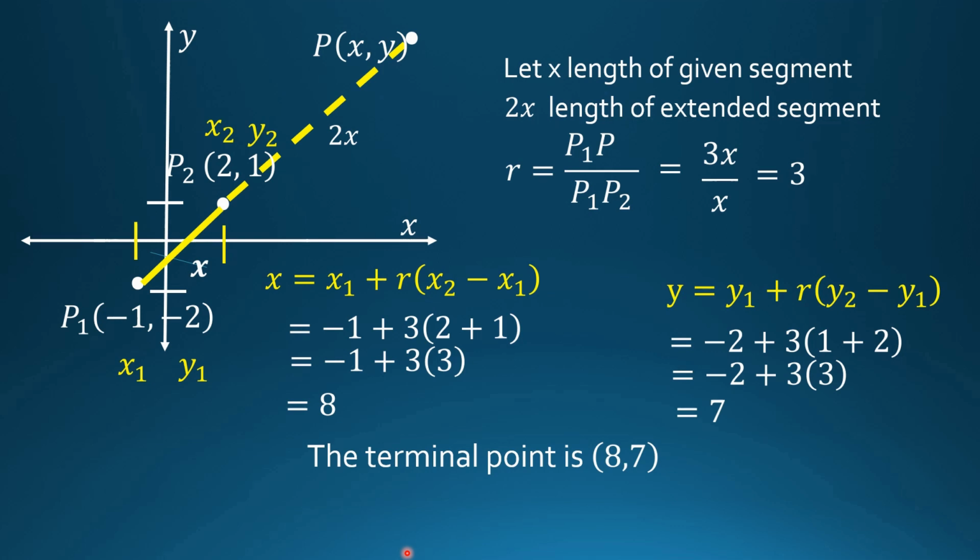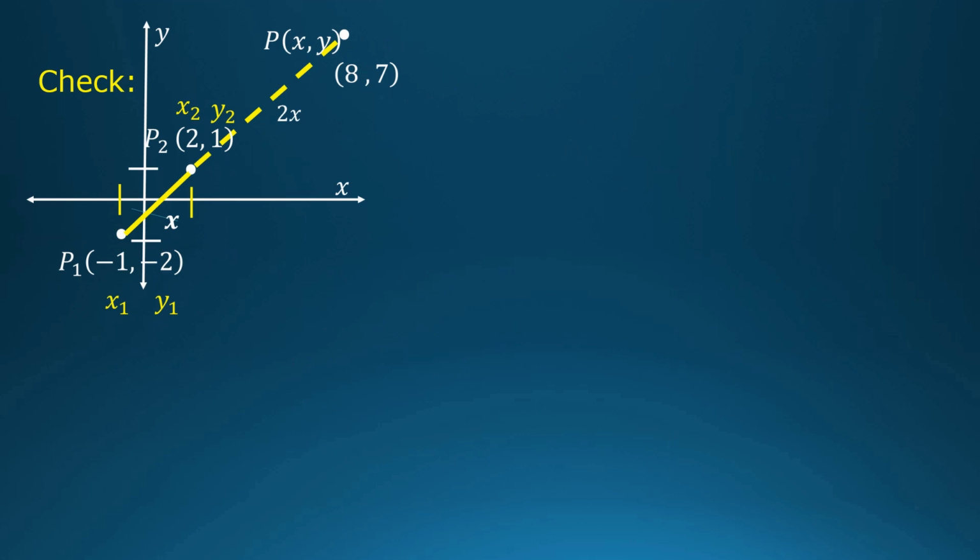The terminal point is the point 8, 7, or 8 comma 7. So this is 8 comma 7. Let us check. To determine whether our answer is correct, we are going to find the length of the segment P sub 1 P sub 2, and the length of P sub 2 P, by using the distance formula.